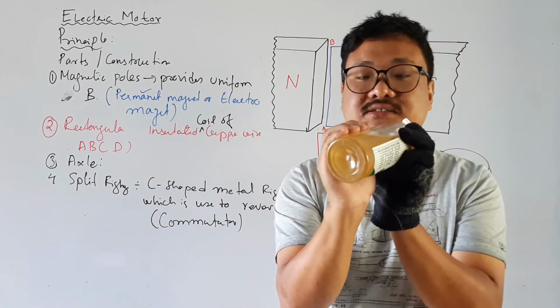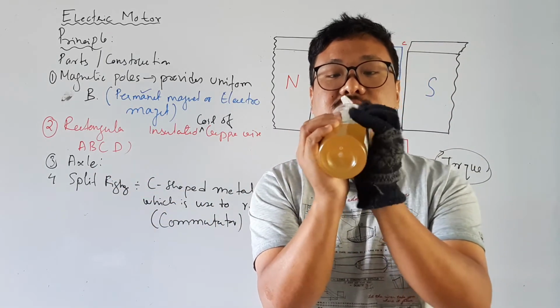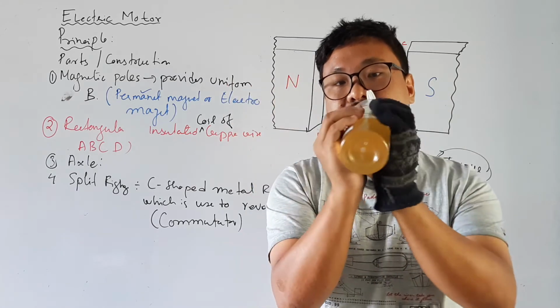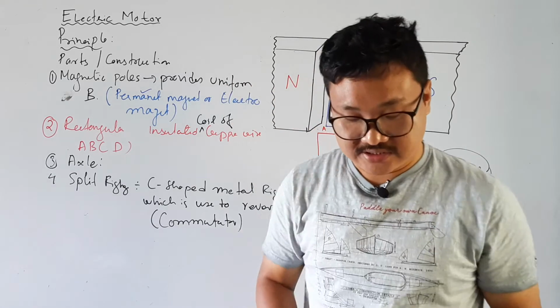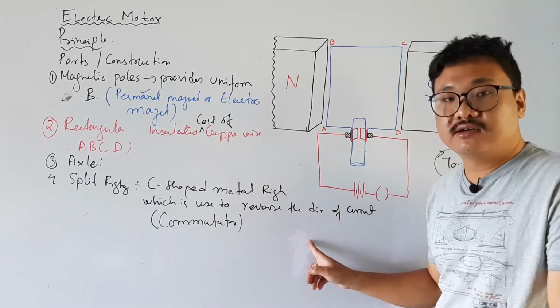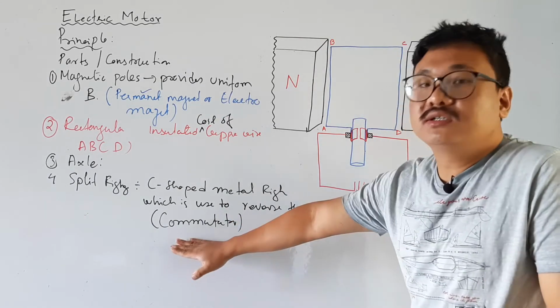It is like this, mounted on this. How many? One and two, like this. Is it the C? Like this. Okay, so a C-shaped metallic ring which is used to reverse the direction of current is also called a commutator.